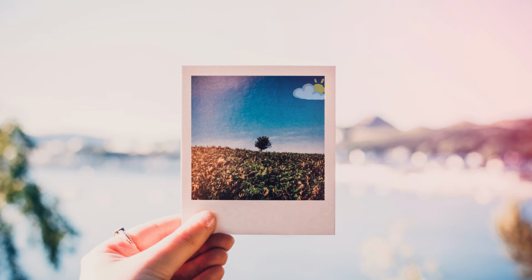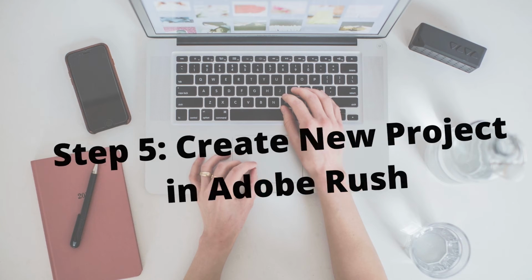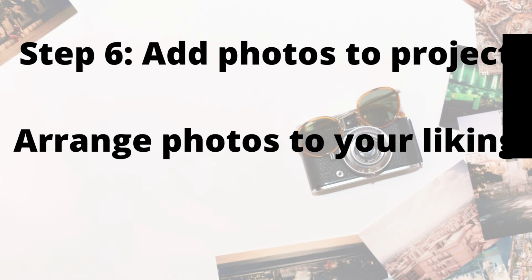Next, we get to create the new project in Adobe Rush. And then we're going to be clicking and adding in all of the photos and the videos to that particular project so that we can get started. Once we have it all uploaded and ready to go, arrange the photos to your liking and then do a quick scrub through to see if you like it, and then edit from there.